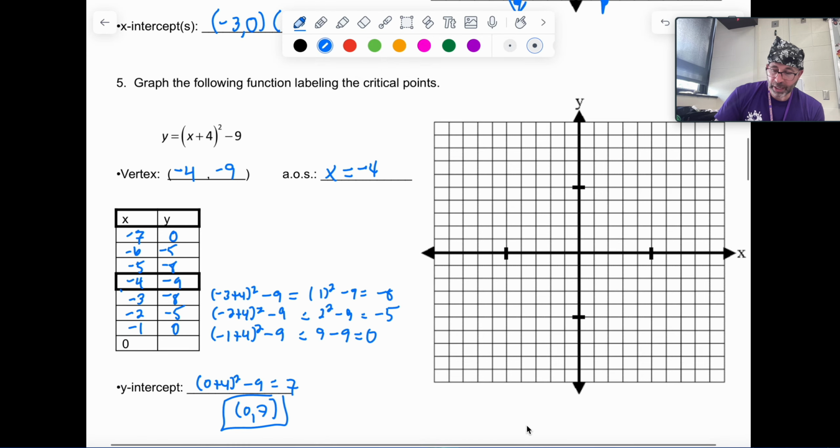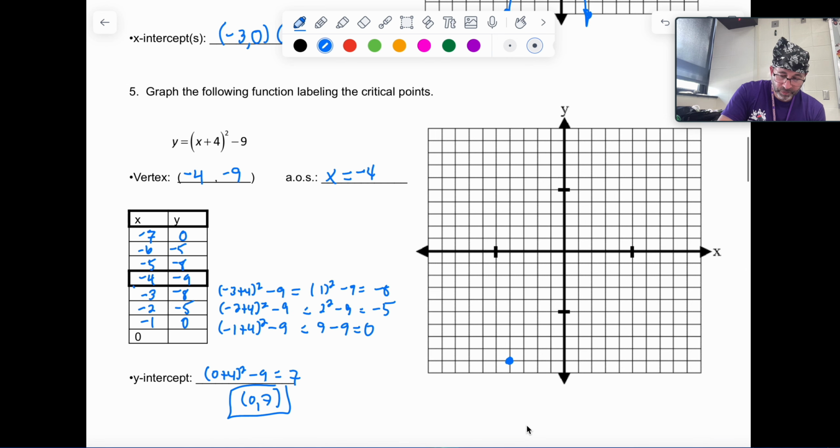Okay. And let's plot these points so we got our graph. We got negative 4, negative 9, negative 5, negative 8. Right there. And then we'll have symmetry over on the other side. So negative 3, negative 8. Negative 2, negative 5. Symmetry on the other side. And then negative 1, 0, and then negative 7, 0. And there's our symmetry.